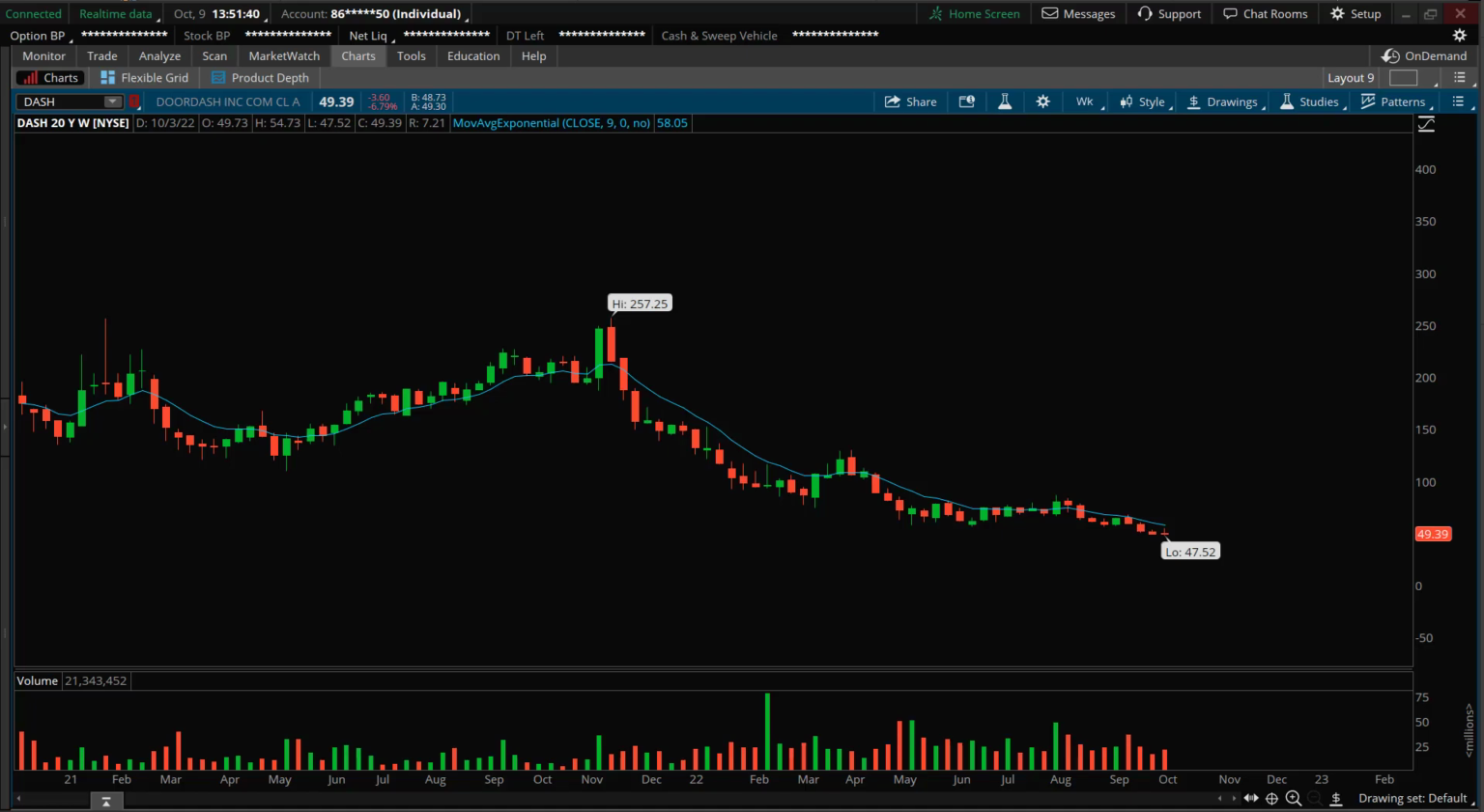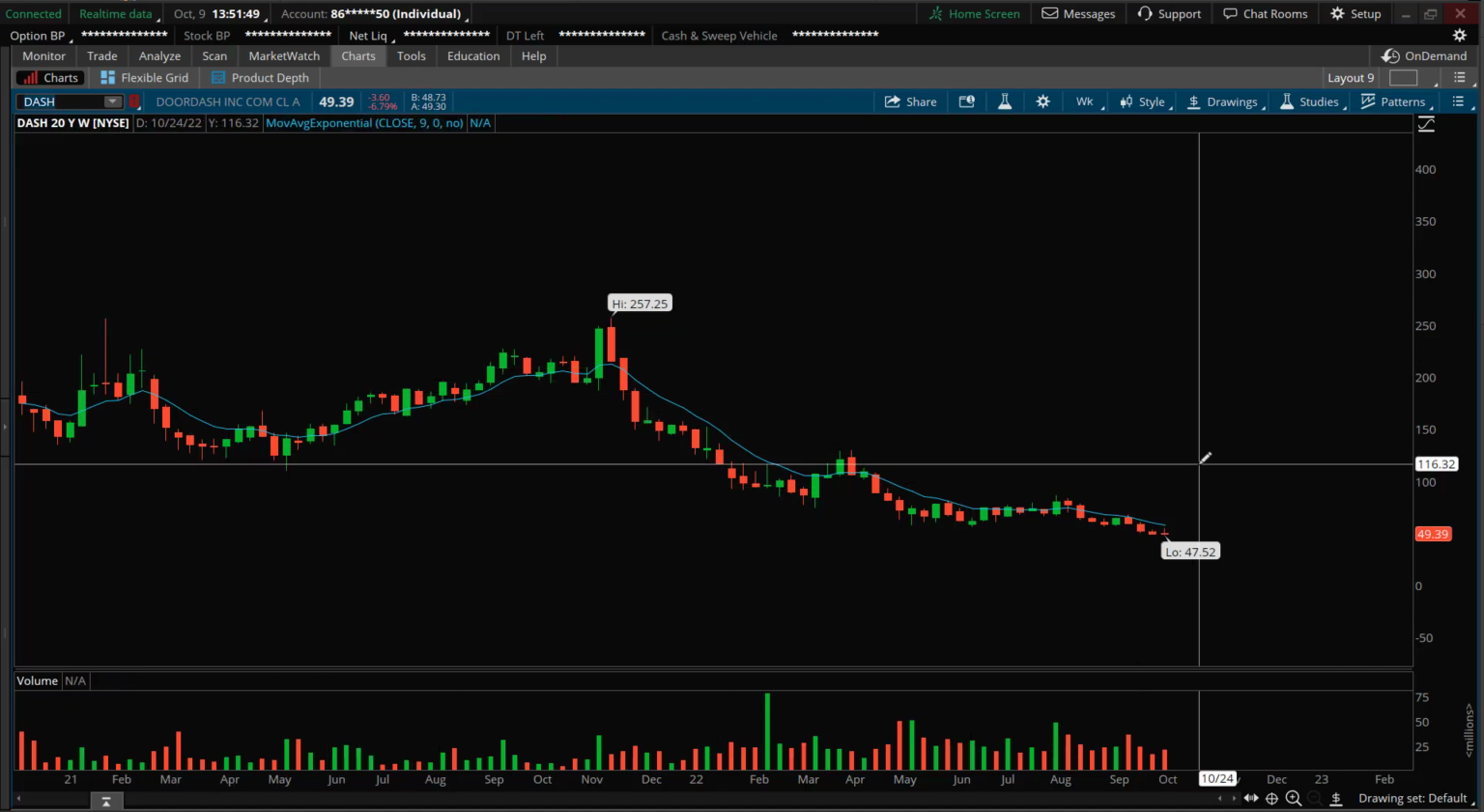If you're looking for DoorDash's stock symbol in their charts, I'll give you a breakdown here. They trade under the stock symbol DASH.